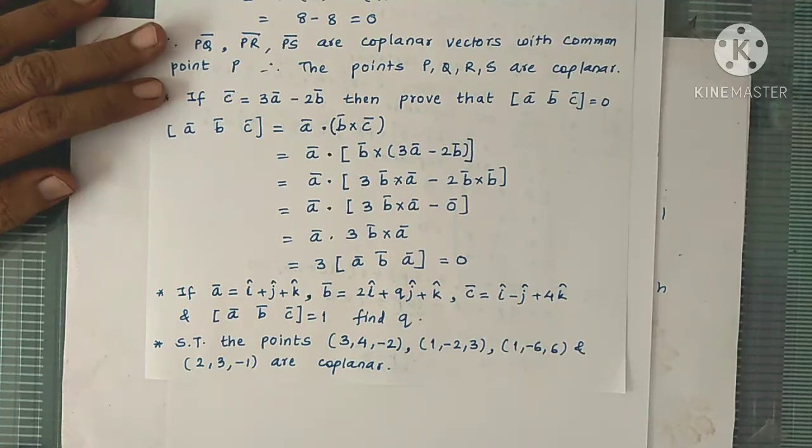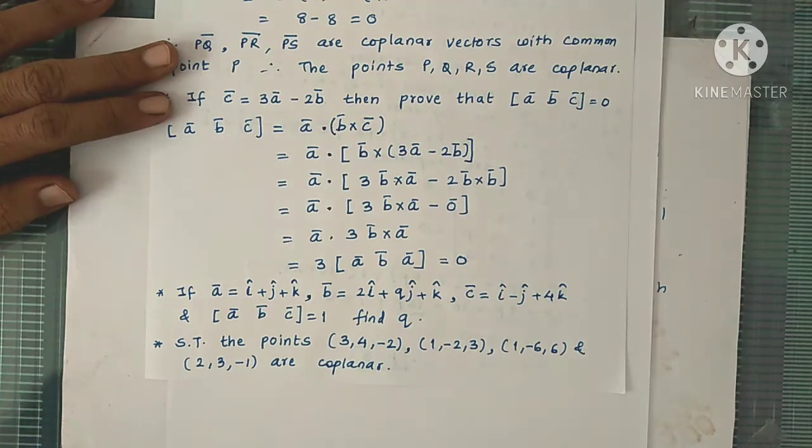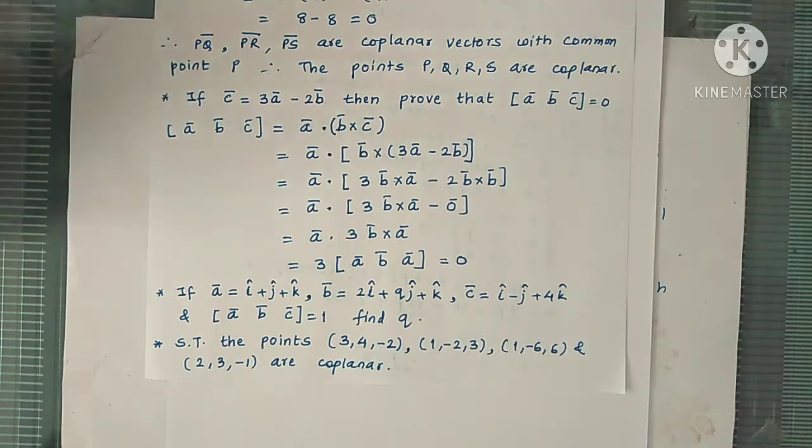So this is your today's assignment. A bar, b bar, c bar are given and the scalar triple product is 1. Find q. So write the determinant, expand it, solve it and find the value of q. And the next question is to show that the 4 given points are coplanar. So take the points as a, b, c and d. Find the scalar triple product ab bar, ac bar, ad bar and prove that it is 0, so that those points will be coplanar.